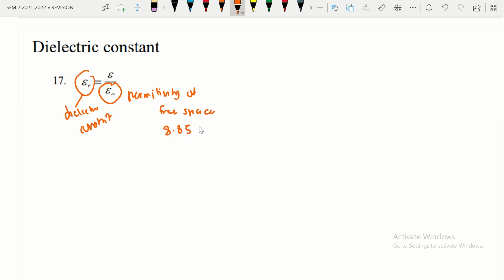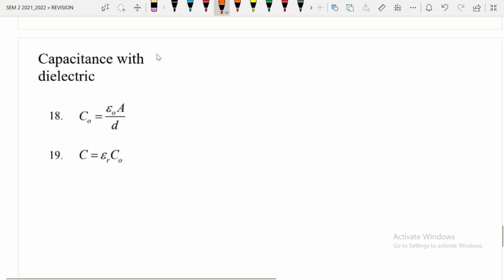Dia adalah 8.85 times 10 to power of negative 12 coulomb square per Newton meter square. Ini nilai dia. But you can get it from where? You can get it from list of constant. Okay. And ini adalah dielectric. So this is the formula. Okay, so the next one will be capacitance with dielectric. Maksudnya awak nak cari capacitance with dielectric.